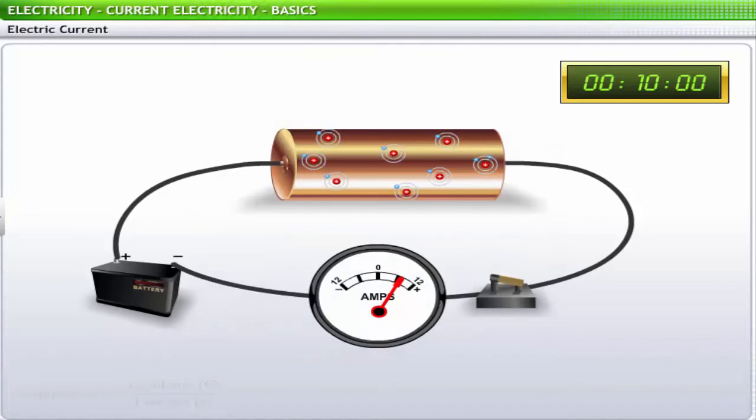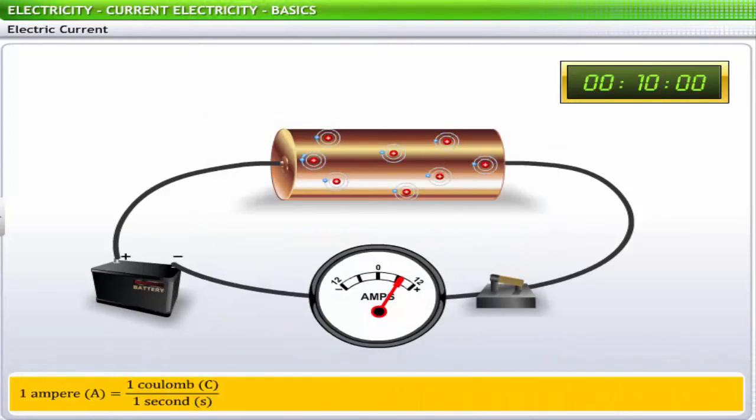The standard metric unit for current is ampere. Ampere is often shortened to amp and is denoted by the unit symbol A. 1 ampere is equal to 1 coulomb of electric current per second.